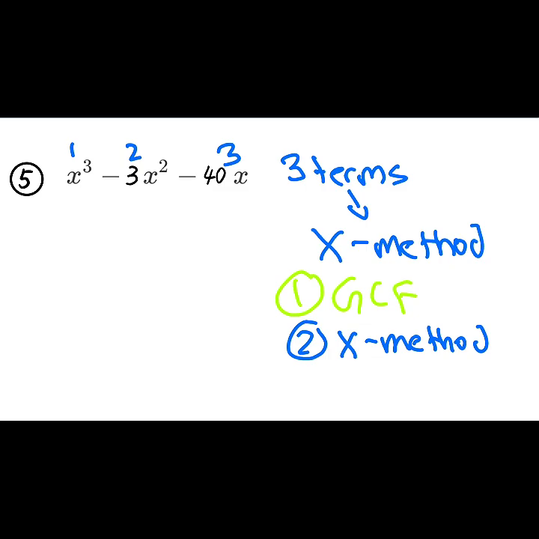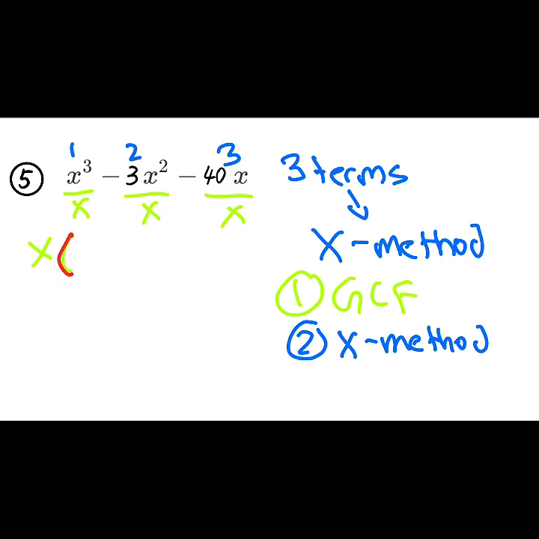So first, determine what we can take out of all 3 of these. Well, we can't take out a number, but we can take out an X, because all 3 of these don't have a number. You can't factor anything out of 1. So we're going to take X on the outside.